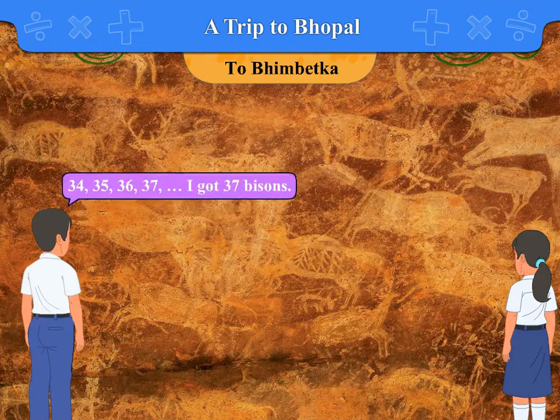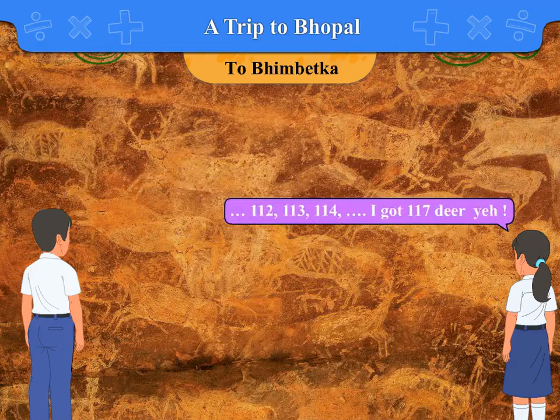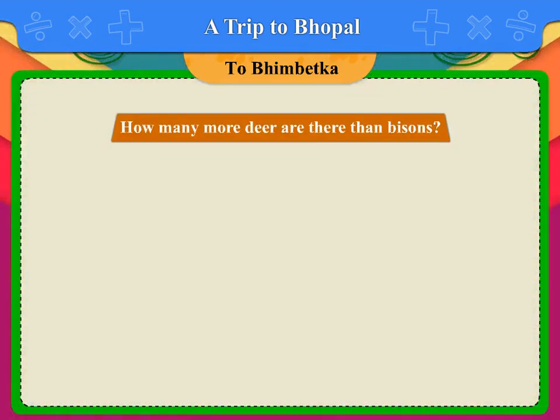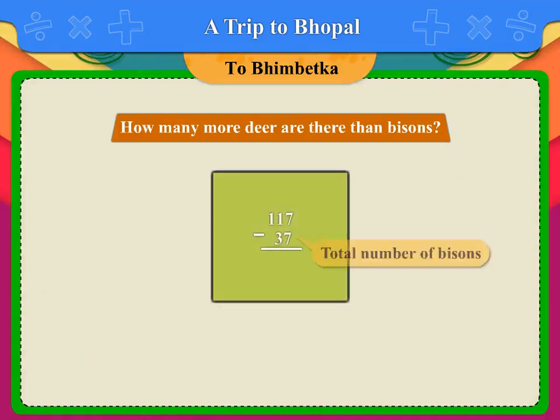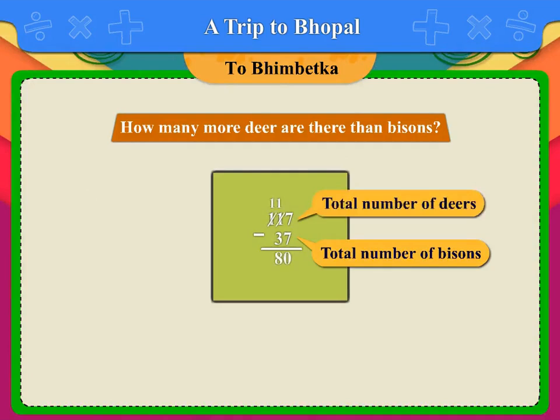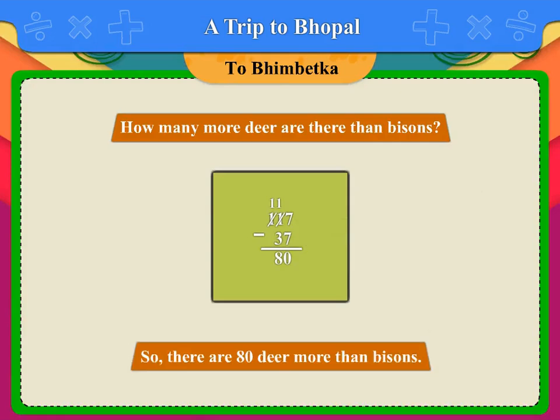Shankar counts, "34, 35, 36, 37. I got 37 bisons." Beena counts, "112, 113, 114. I got 117 deer. Yay!" How many more deer are there than bisons? To find how many more deer there are than bisons, subtract the total number of bisons from the total number of deer, and we get the answer 80. So, there are 80 deer more than bisons.